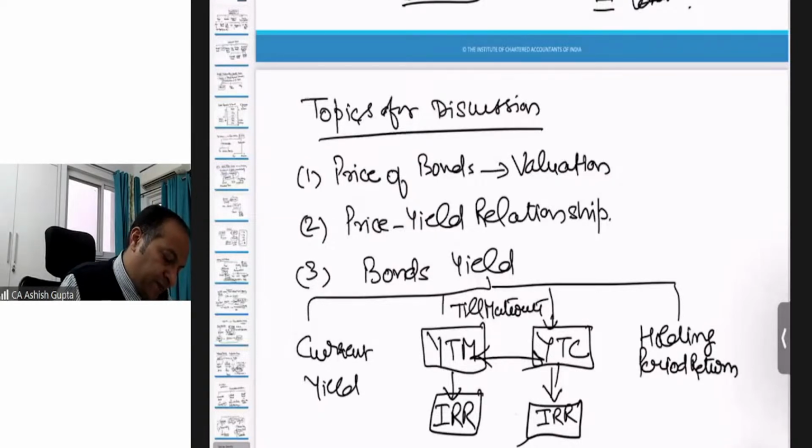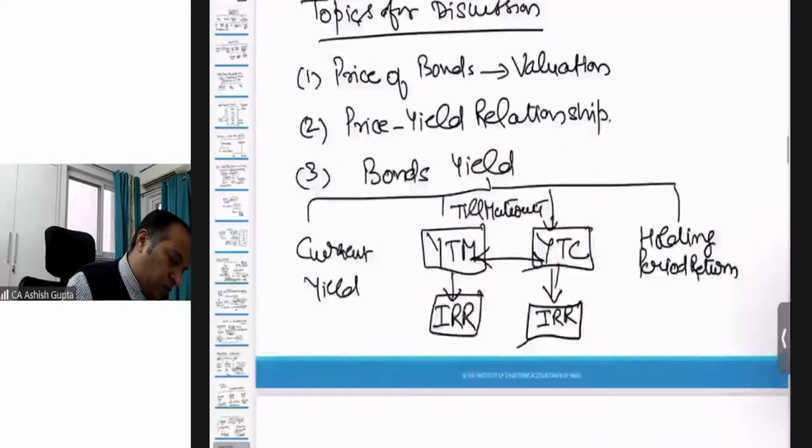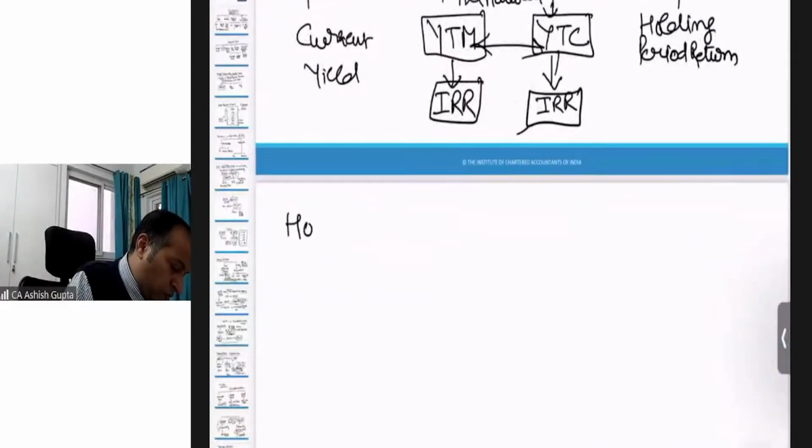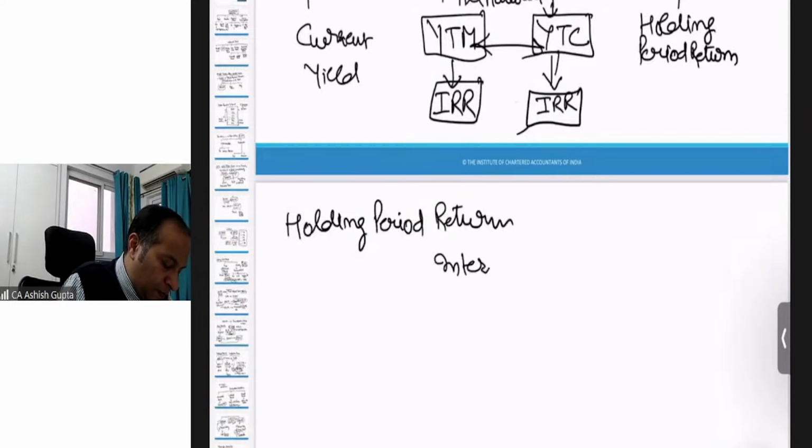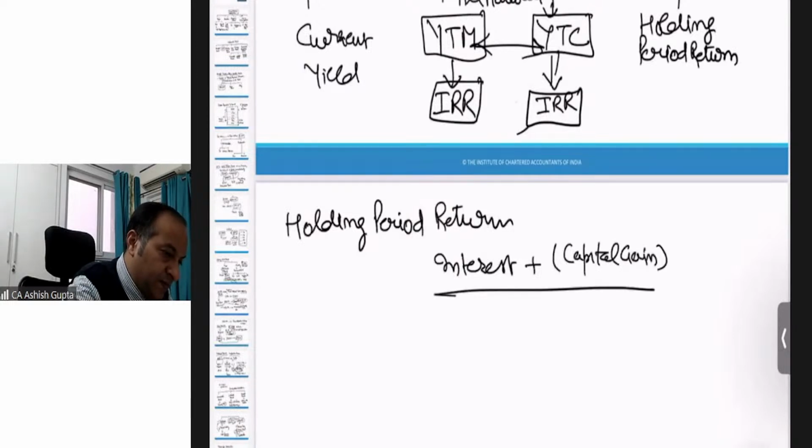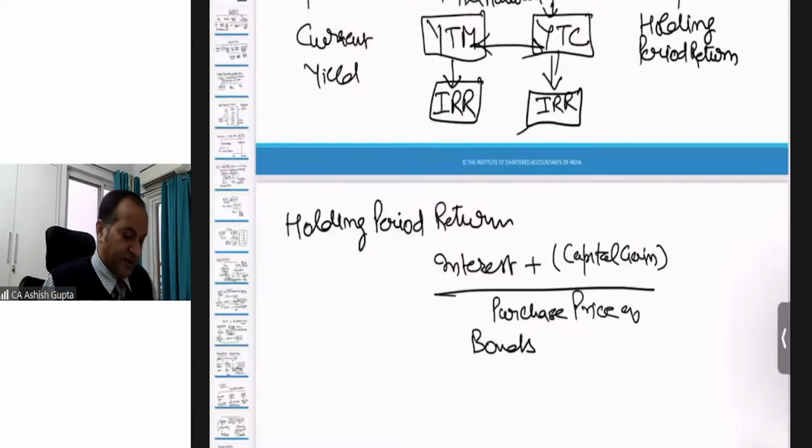Now next is holding period return. In this, annual interest plus capital gain, if any, divided by the purchase price of the bond.